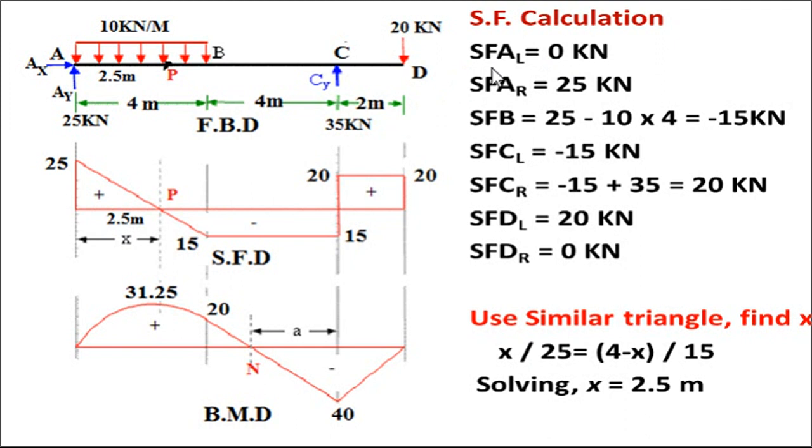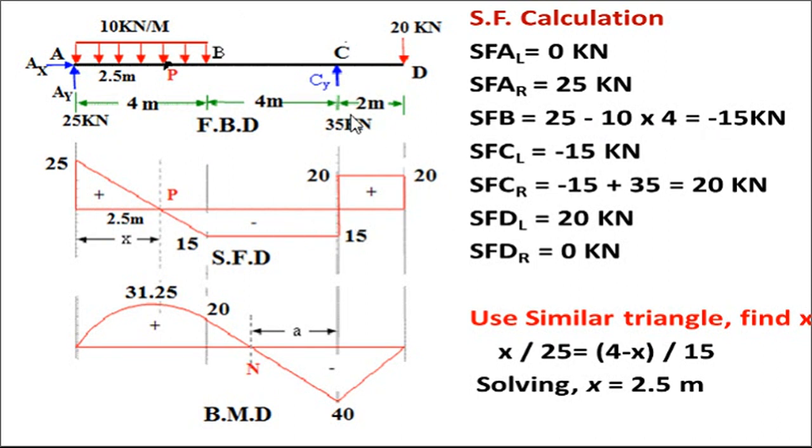So shear force at A to the left. Here at A there are two values, one is 0 first and the second value is 25. So shear force at A to the left is 0, and to the right 25 kilonewton. At B there is only one value, that's why directly you can write 25 minus 10 into 4, that is the total UDL in the downward direction, that's why 25 minus 10 into 4, minus 15 kilonewton.